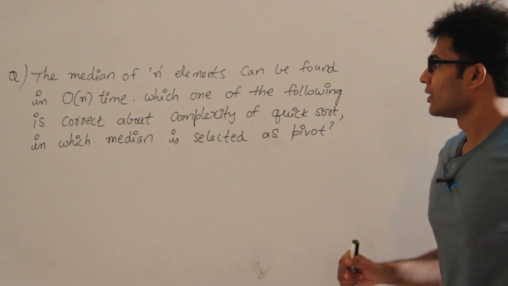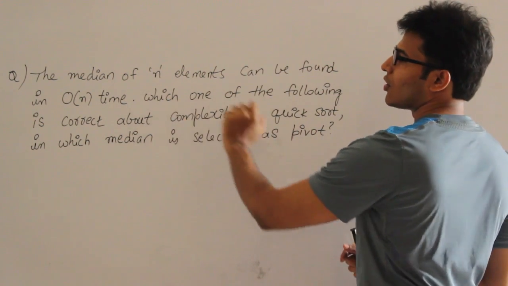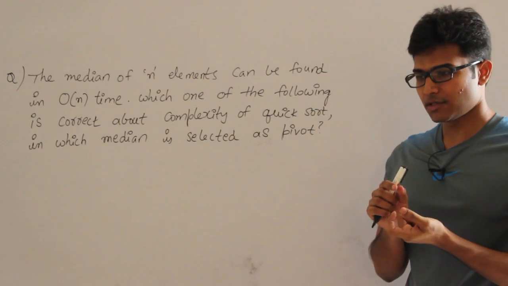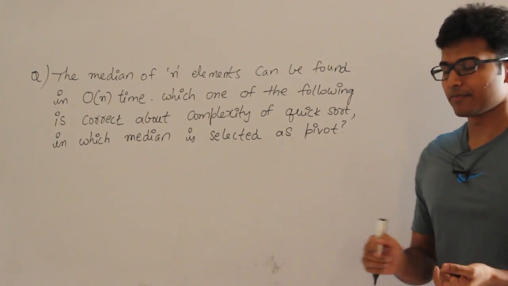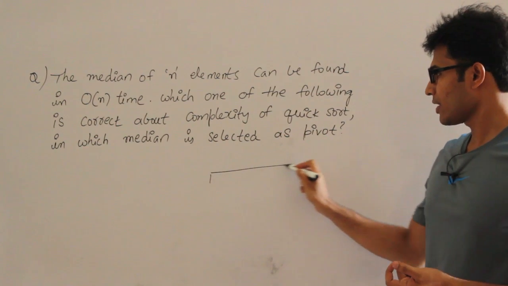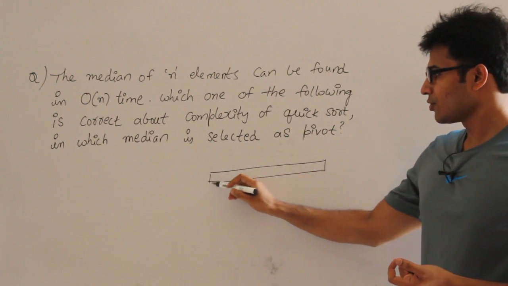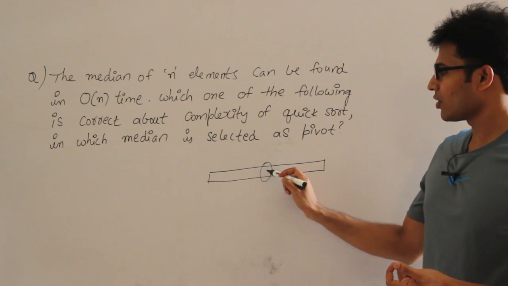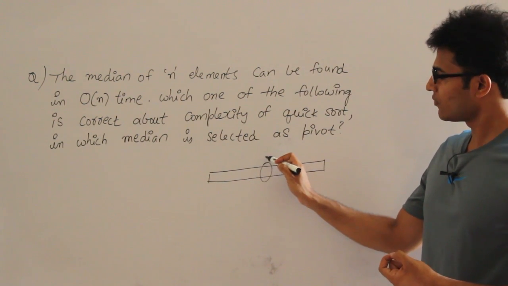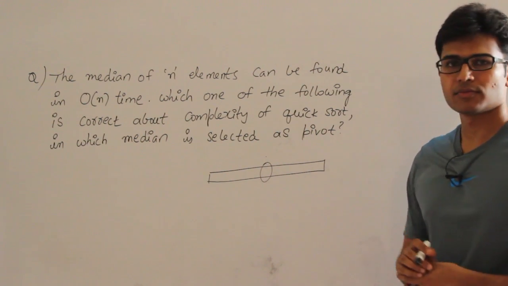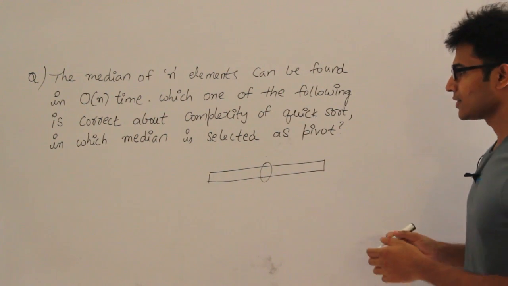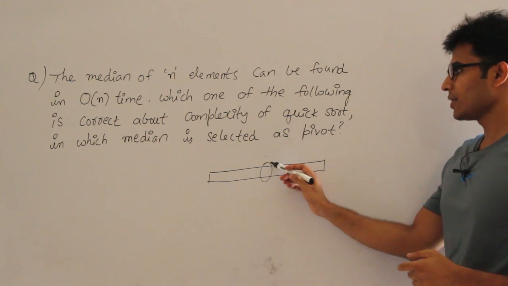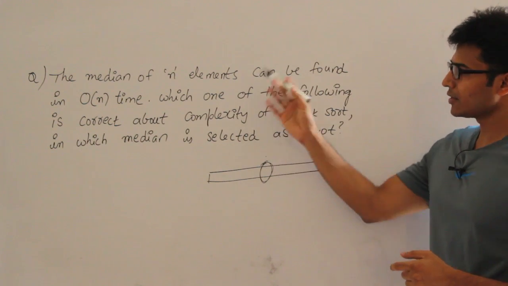Look at this question. The median of n elements can be found in order of n time. The median is the value which is supposed to be the midpoint, right? If I have n elements, I am not sorting them, but I can find out what value is going to fall in the middle if I sort them out. Median is nothing but, out of all elements, if I sort them, the element that falls in the middle is called the median.